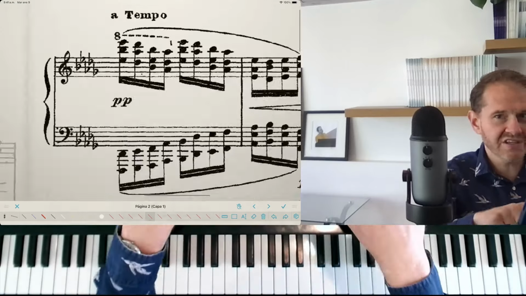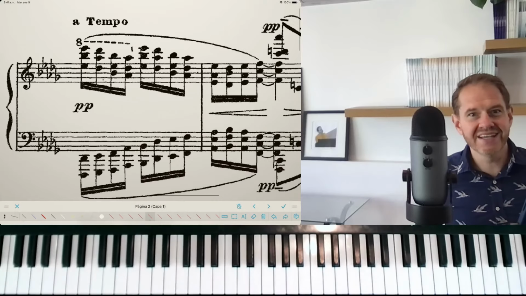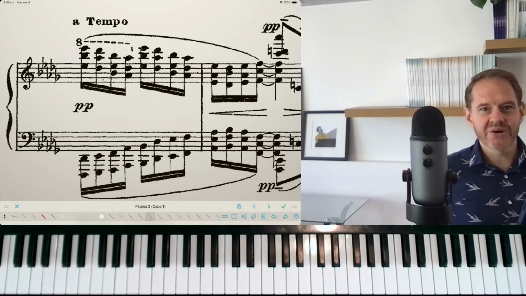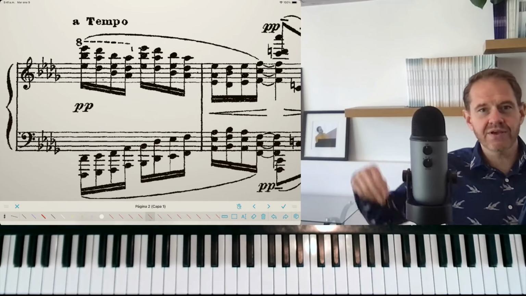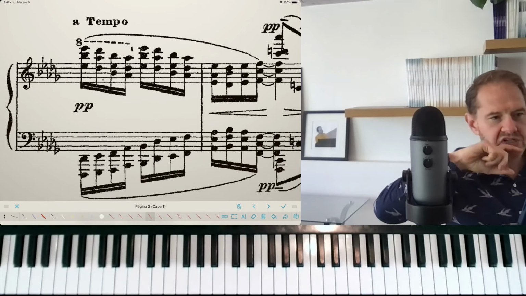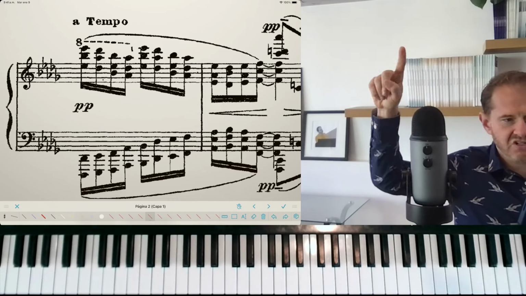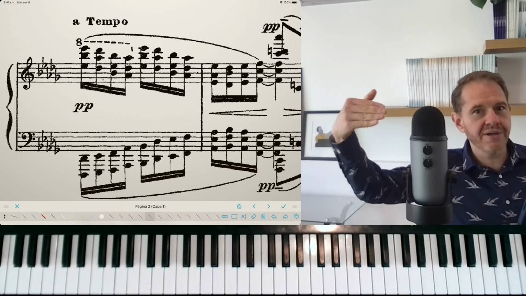Let's look at this measure. This is something very unusual in a jazz setting, right? So what do we have here? Well, we can see that we have contrary motion. You see that the right hand starts 8va, and it's just going downwards, and the left hand is coming upwards.